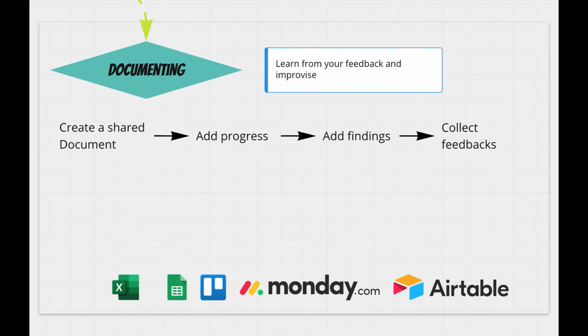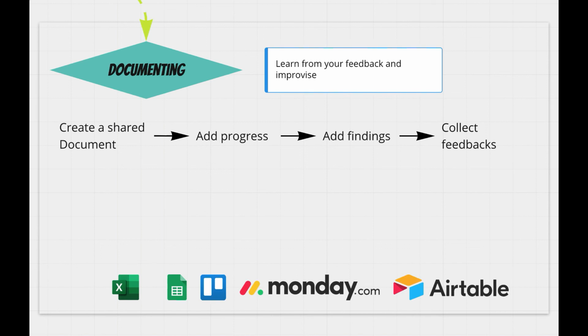The next step in the journey is to create a well-defined document. The document helps you learn from your feedback and improvise the whole step so that the next time you are doing the sprint, you are able to see what were the problems in the last sprint and you are able to better perform the job in the next iteration.